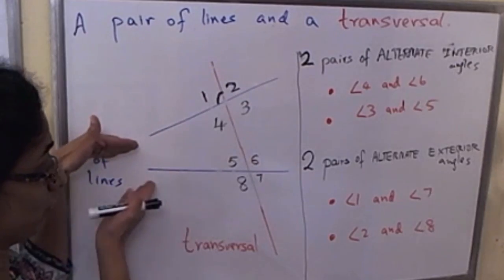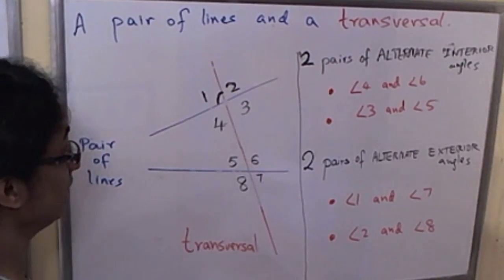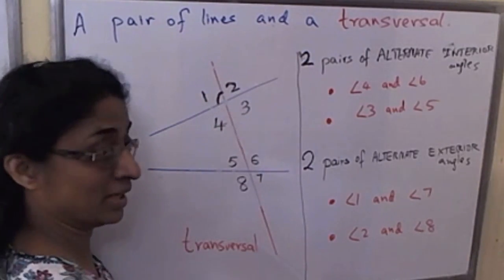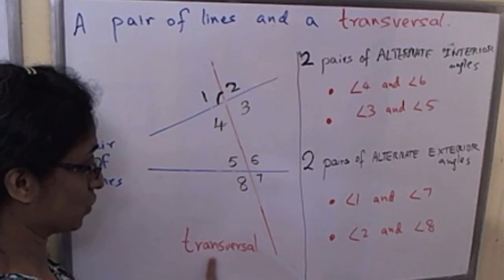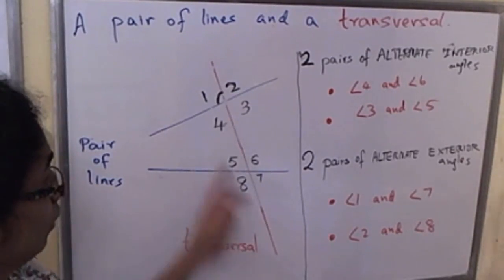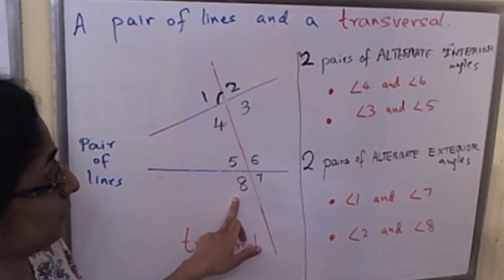So here's a pair of lines. These are any old lines. They need not be parallel. And the red line is the line cutting both of the blue lines. And this red line is called a transversal. 4 angles are formed here. 4 more angles are formed here.